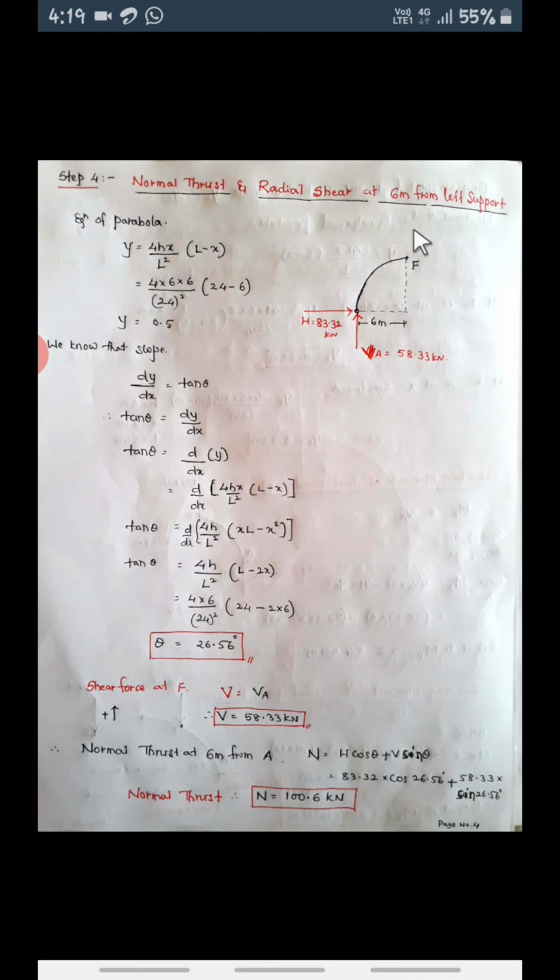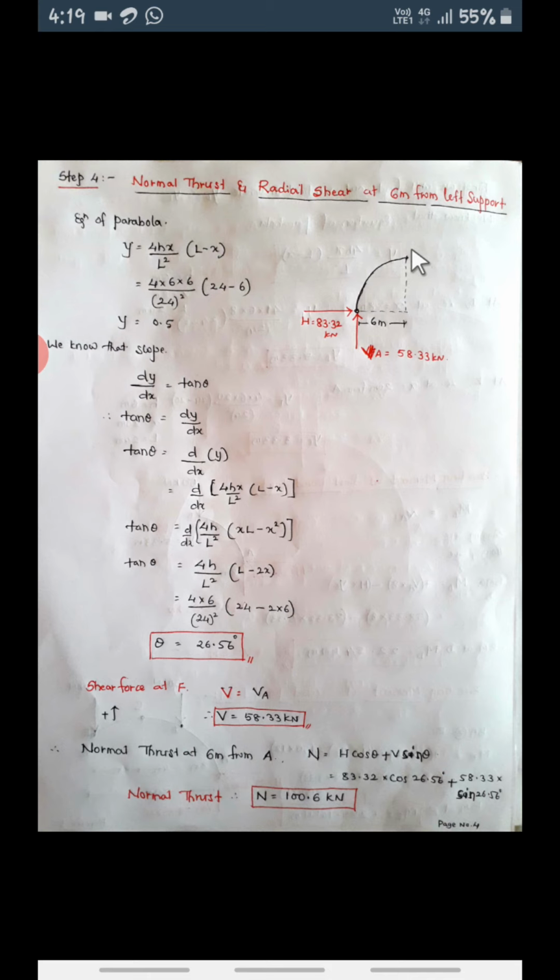Shear force at F. So what do you mean by shear force? Shear force is nothing but the summation of vertical forces, only vertical forces, with sign convention. If an upward force is there, it is positive. If a downward force is there, it is negative. So shear force at F, only vertical force.